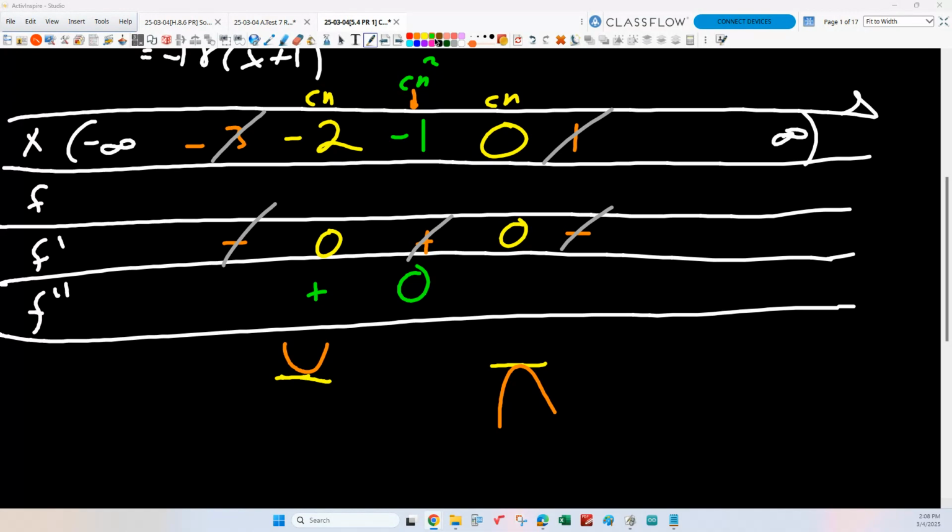Right? You see how that works? That's the second derivative test. Much more efficient than the first derivative test because I don't even have to find any test points.